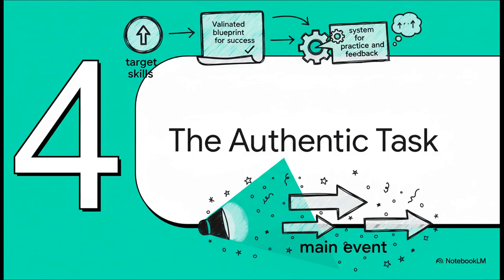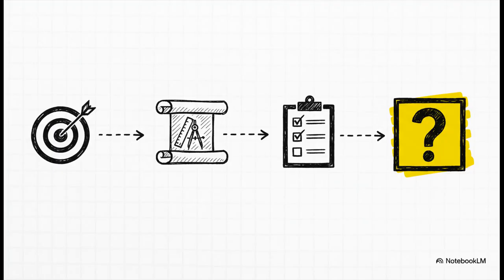All right, so let's recap. We have our target skills. We have a statistically validated blueprint for success, and we have a whole system for practice and feedback. Only now, after all that groundwork has been laid, is it finally time for the main event. It is finally time to design and reveal the authentic task. You see, every single step we just talked about was intentionally designed to lead right to this moment. It ensures that whatever the task ends up being, learners are perfectly set up to succeed and really show off those skills we targeted from day one.